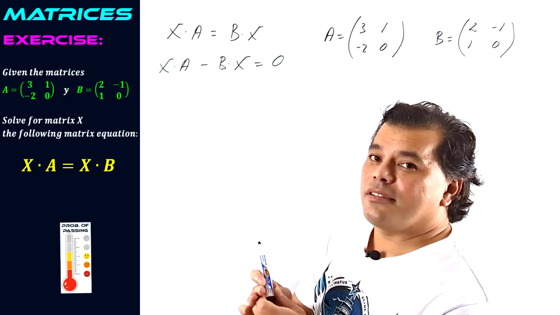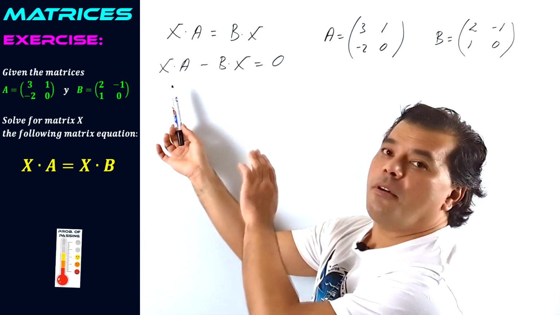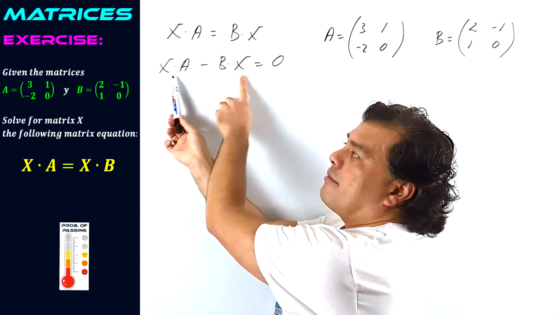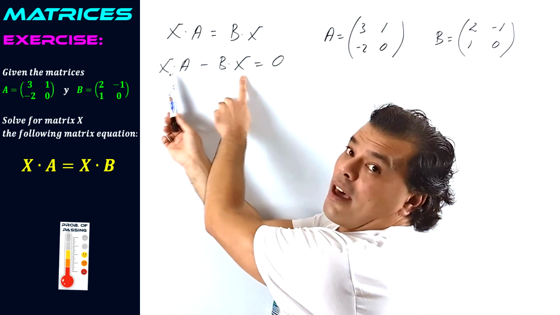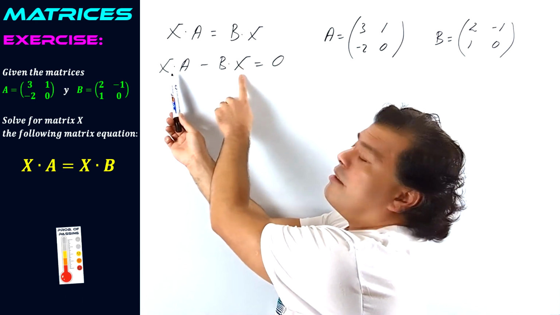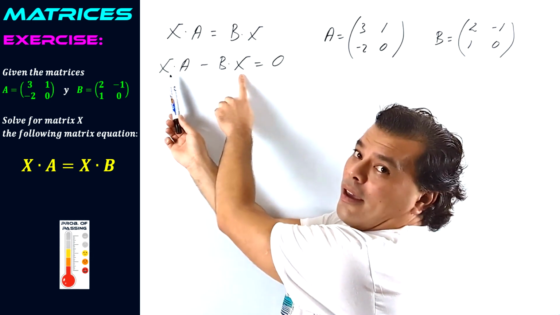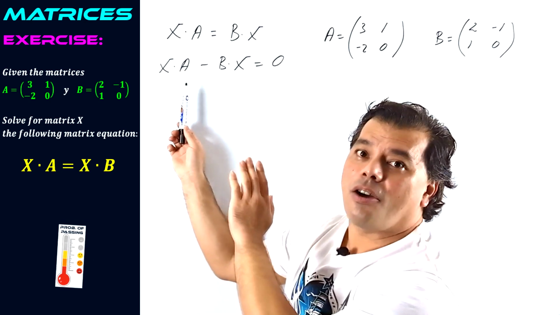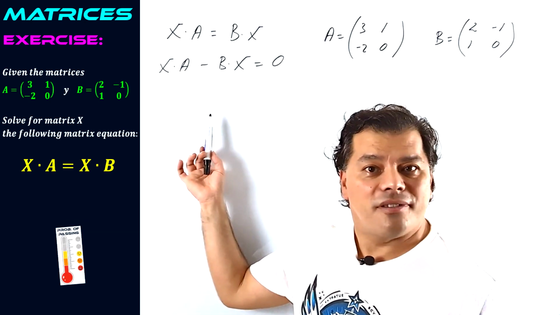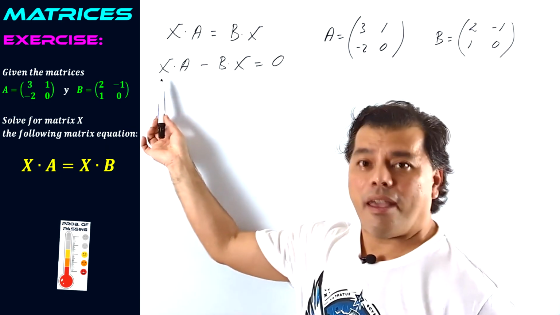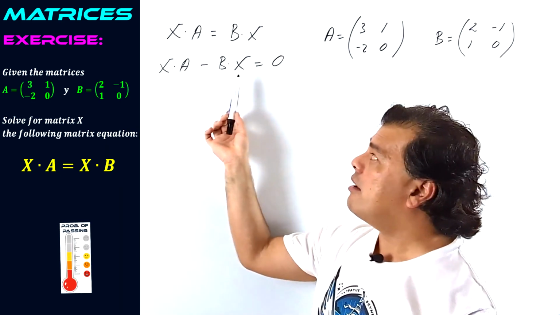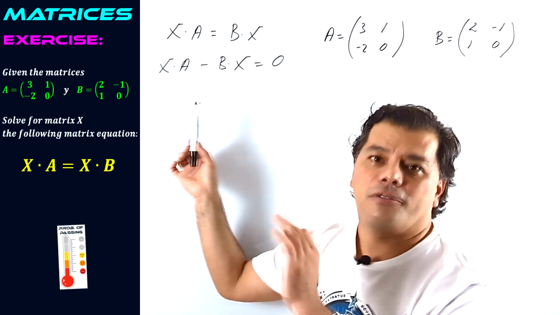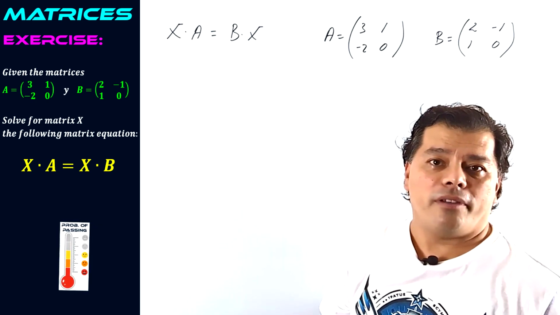Now it's time to consider if we must take X common factor to the left or to the right. As you can see, matrix X is on the left side here, and in this other term it is on the right side. So I'm afraid that we cannot take matrix X common factor. This is the situation that I wanted to give you. We cannot take it common factor neither to the left nor to the right. So what are we going to do?